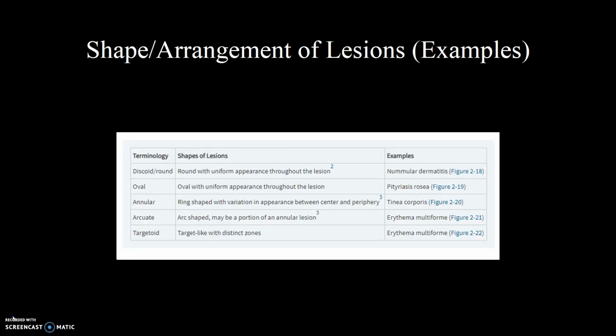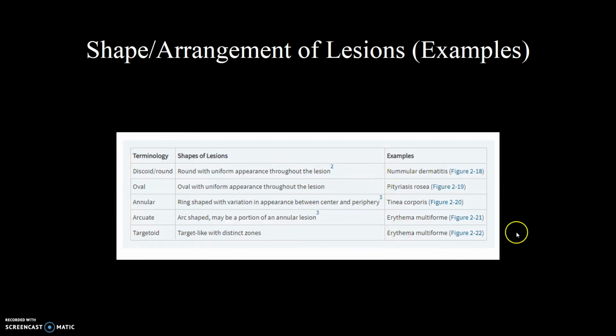So here are just a few examples of shape and arrangement. Often if you see an annular, ring-shaped lesion with variation in appearance between the center and the periphery, a lot of times the periphery will be raised and red with a cleared center, and that's a cue for Tinea corporis or ringworm. And I like the example of targetoid: target-like with distinct zones, really looking like a bullseye, and often that can lead to the diagnosis of erythema multiforme. Just take a few moments to look at these shapes of lesions and the examples.